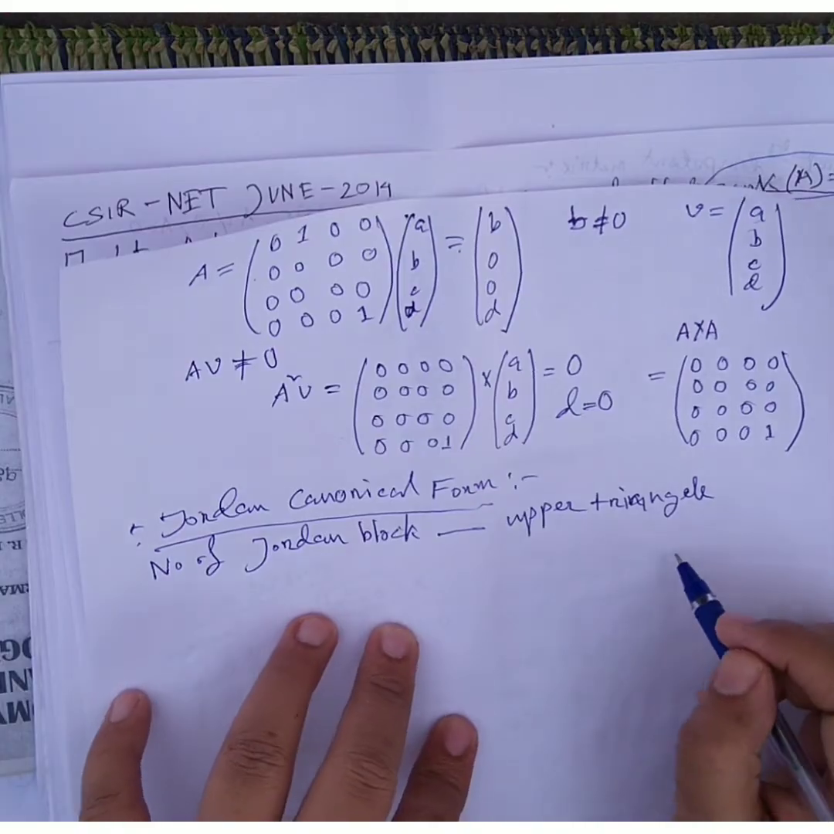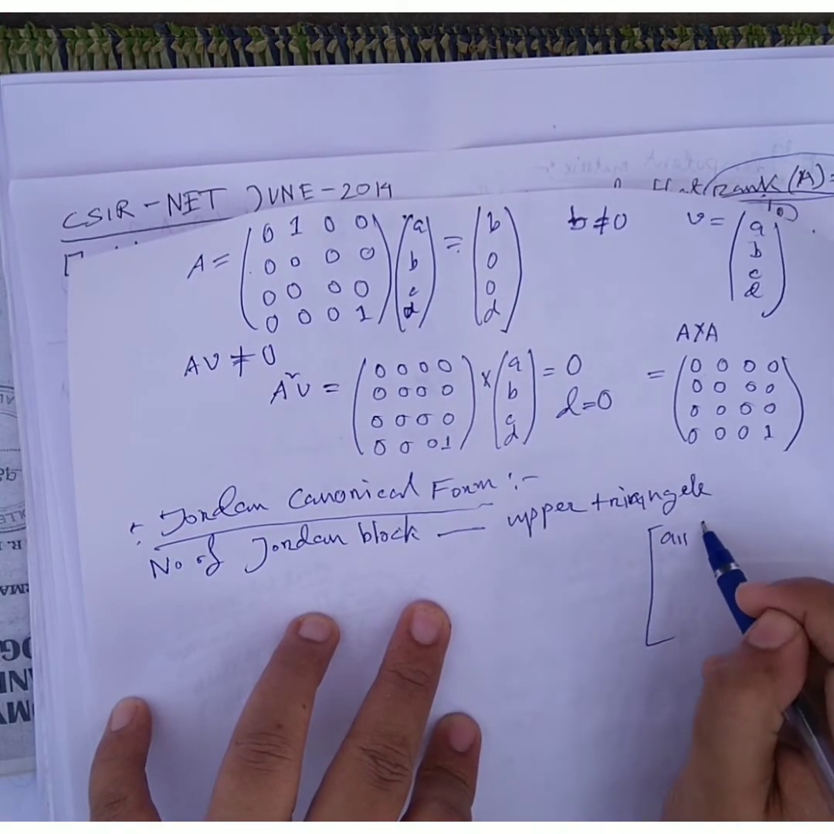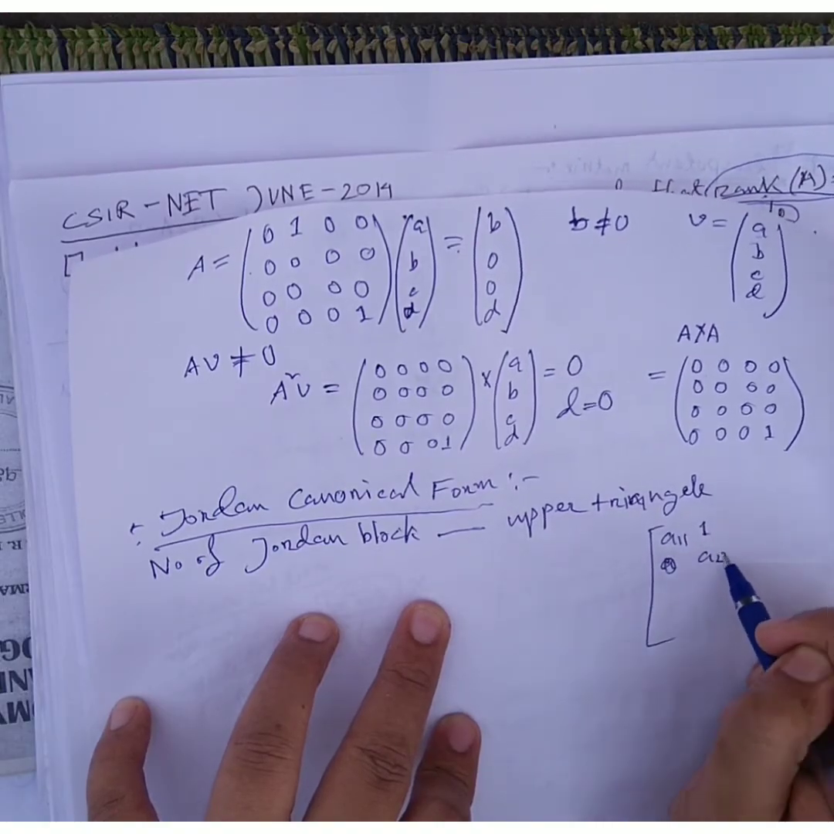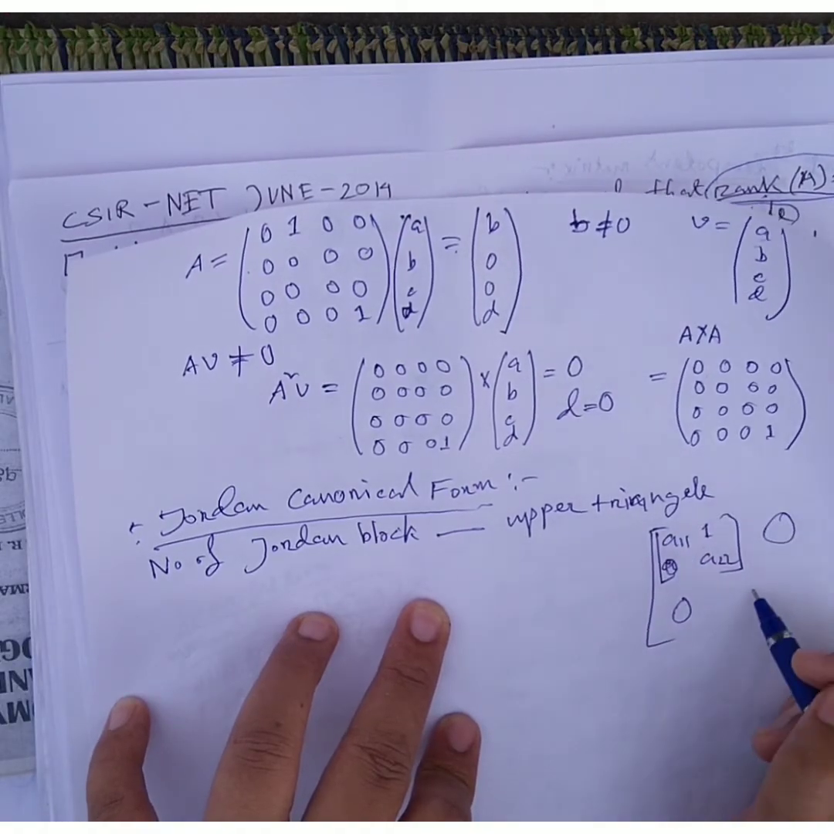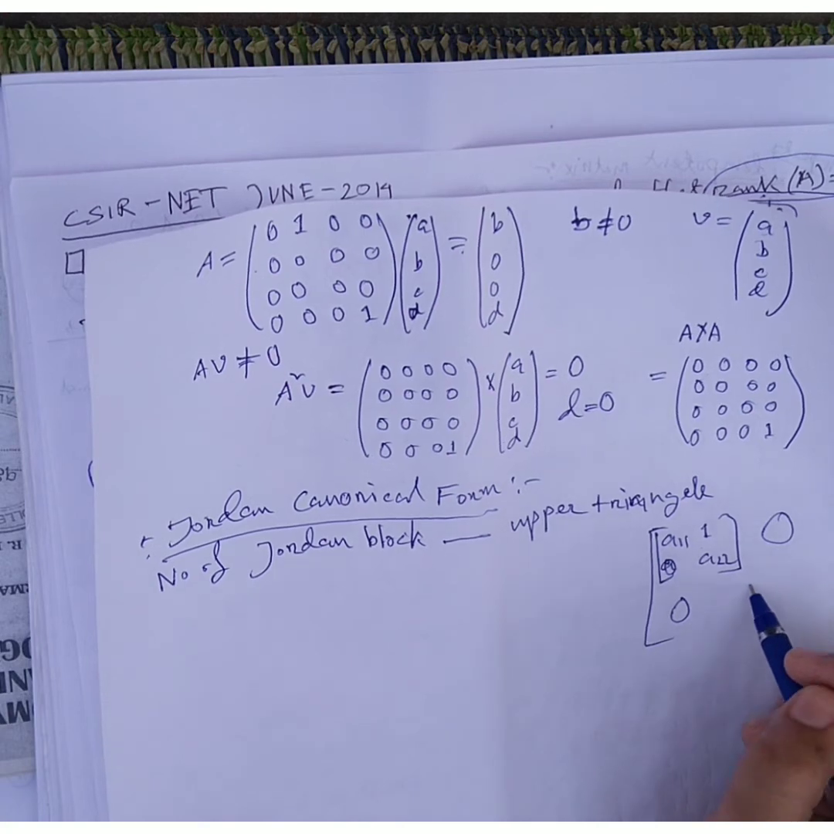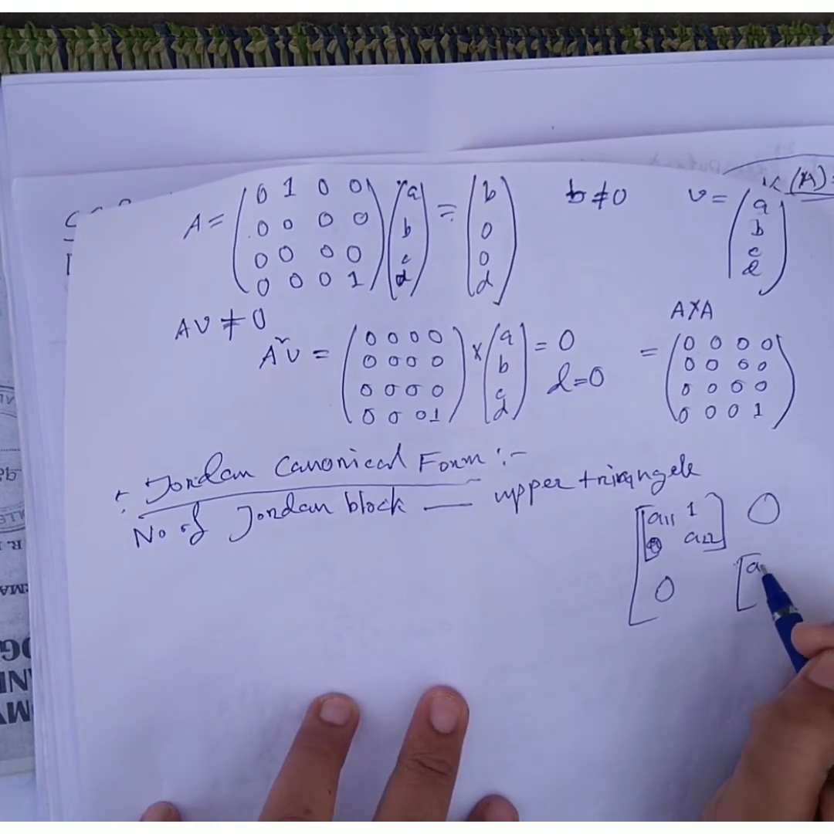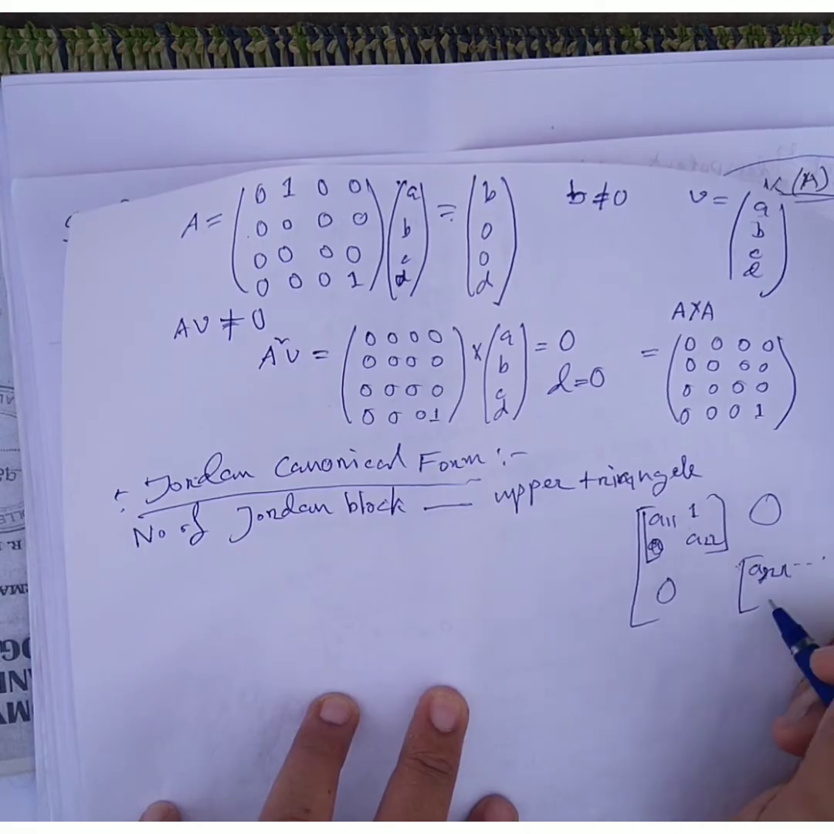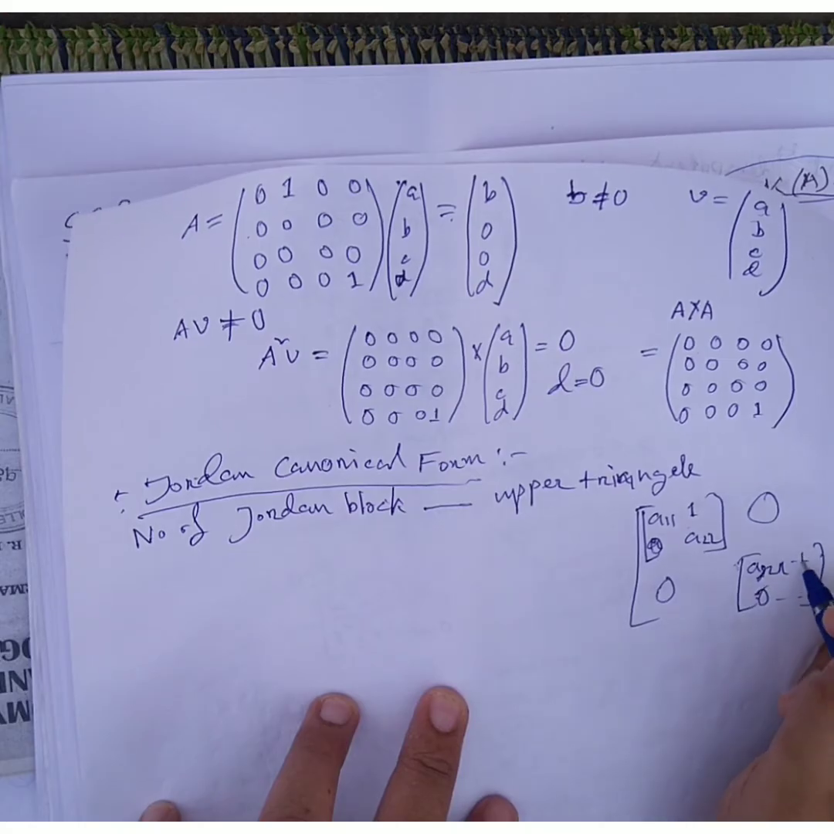Yeah, and a Jordan block can be written this way: A11, A0, A22, this way. Another is everything is 0, and this way the Jordan block can be written. Jordan block is one kind of normal form. I will discuss A2n up to this, and this way you can write.